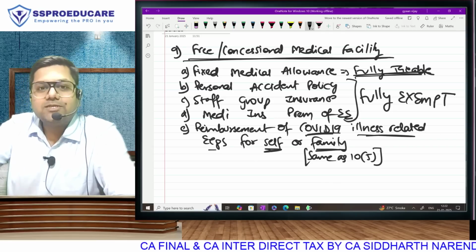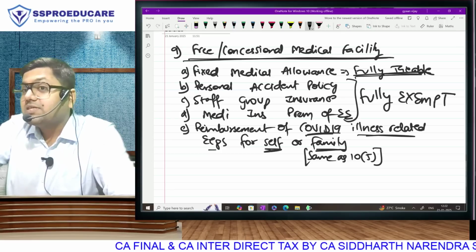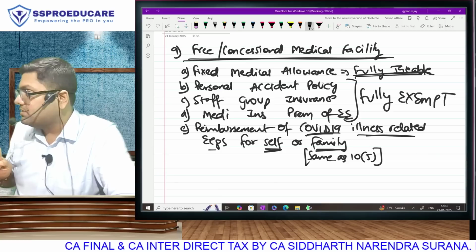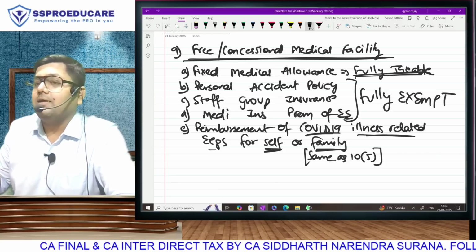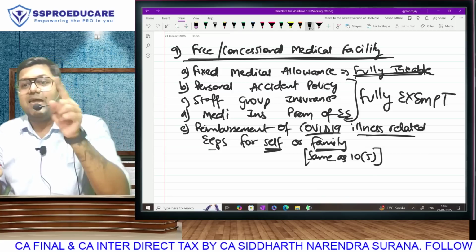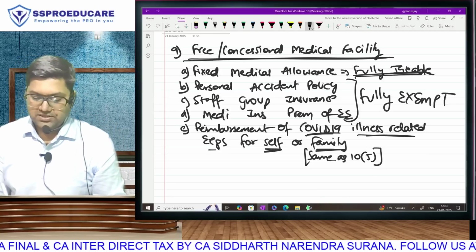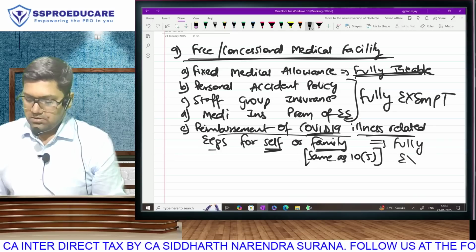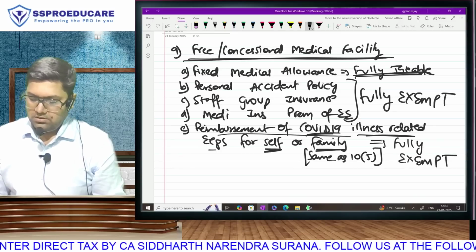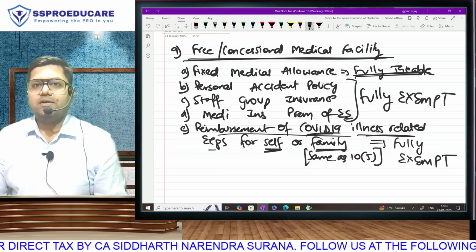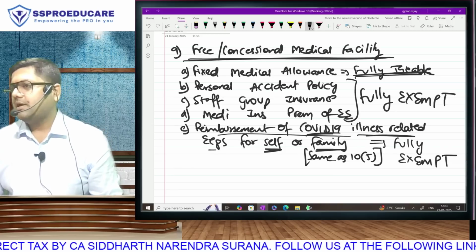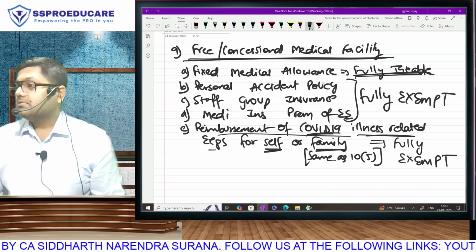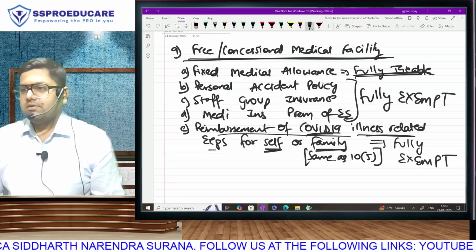All those expenses you have incurred. This can be a disease contracted by the employee or a family member. We know the definition of family. An employee is suffering this illness, and the employer is reimbursing the expense. Reimbursement of COVID-19 related illness expense is fully exempt. Fully exempt. Is that clear?